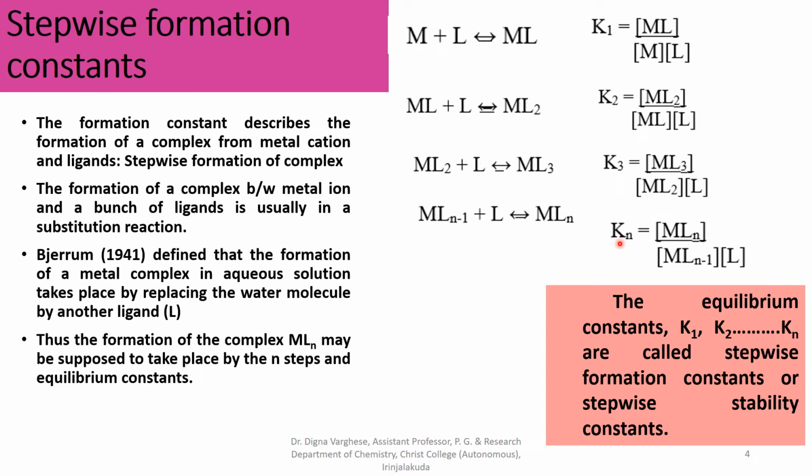In the stepwise formation of a complex, first a complex is formed, that complex reacts with another ligand to form the next complex, and that complex reacts with another ligand to form the higher complex. So for the formation of the MLn complex, there may be n steps of reaction. This is the stepwise formation of a complex, and the equilibrium constants corresponding to the formation of complexes are known as stepwise formation constants.